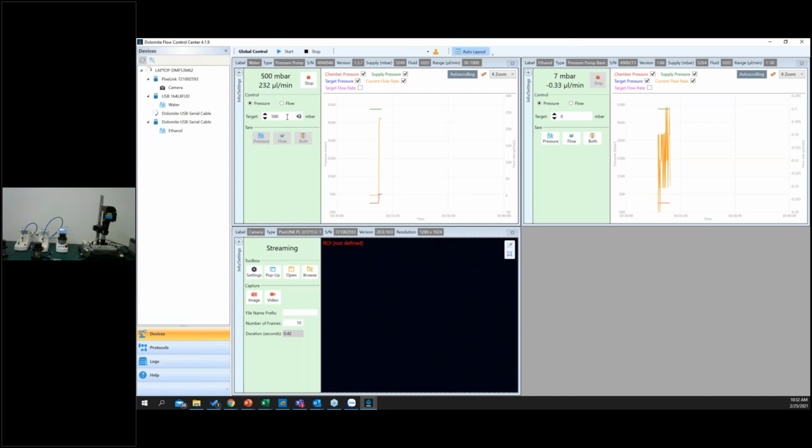For example, if we want to increase the flow rate, we increase the pressure, like for example 600. It will show you a very fast response. You just click change, and it will achieve up to 600 millibar.